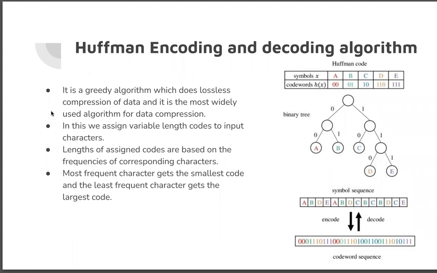Huffman algorithm is a greedy algorithm which does lossless compression of data, and it is the most widely used algorithm for data compression. It is generally a tree-based encoding in which one starts at the root of the tree and searches the path till it ends up at the leaf. So the value at the leaf is the character represented by the encoded bits. Huffman coding is generally used to compress the data in which there are frequently occurring characters. Most frequent character gets the smallest code and the least frequent character gets the largest code. So if you assign fewer bits or shorter code words for most frequently used symbols, you'll be saving a lot of storage space.